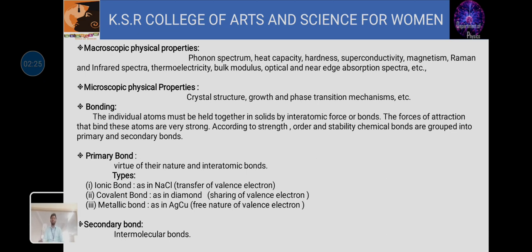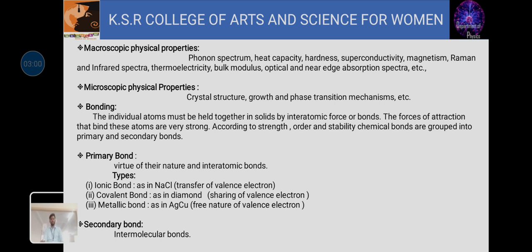Now we have to know about bonding. The individual atoms must be held together in solids by interatomic forces or bonds. These forces of attraction bind the atoms very strongly, according to strength, order and stability. Chemical bonds are grouped into primary and secondary bonds. Now we have to know about primary bonding. The primary bonds, by virtue of their nature, have three types: one is ionic bond, second one is covalent bond, another one is metallic bond.